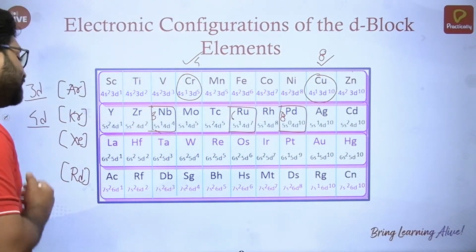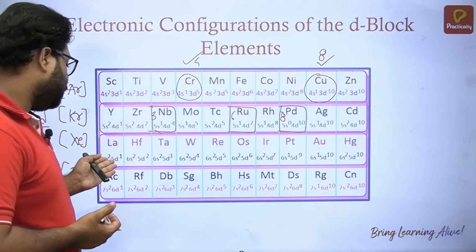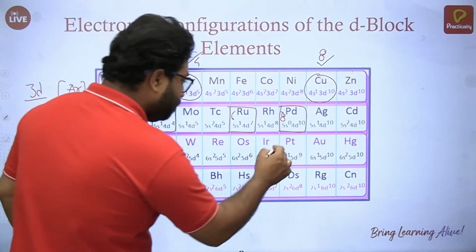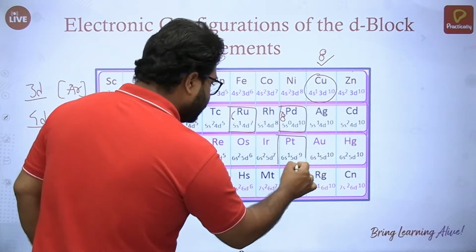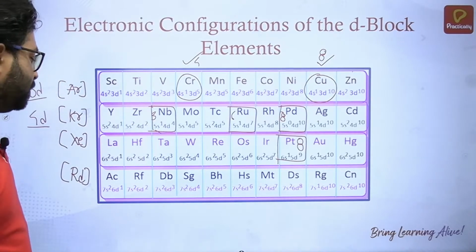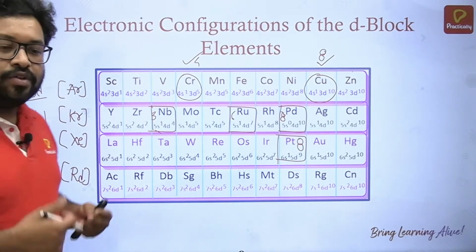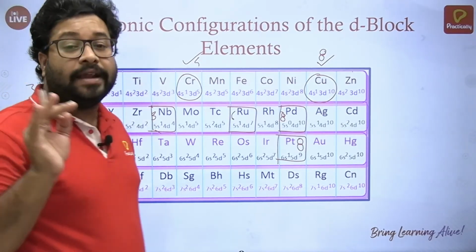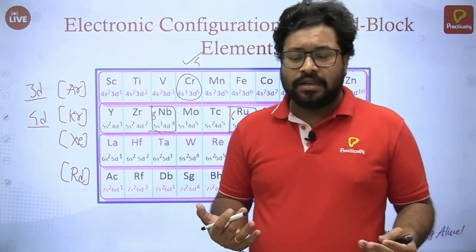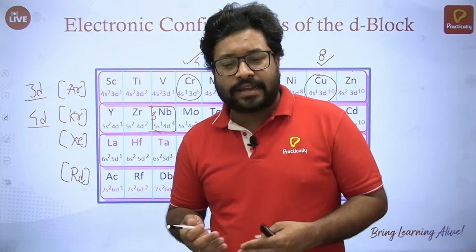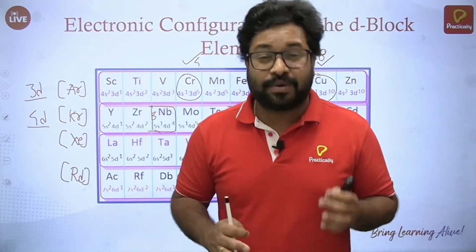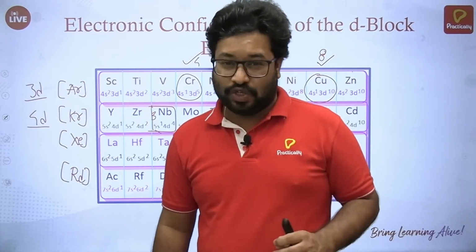For the 5d series also there are some exceptions. Look here. You go here, here. Look at this, platinum. This is number 8. So these are some of the metals where you will have an exceptional electronic configuration. At some places I can tell you the reason, because there is a half-filled or fully filled orbital. There is some logic in some exceptions, but not everywhere, and that's the issue.